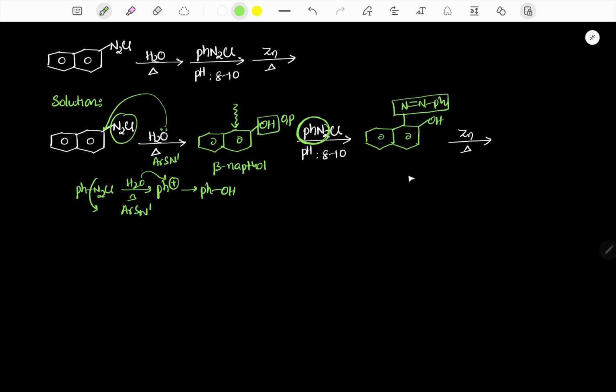When we heat with zinc, we know the basic reaction: phenol with zinc and heat gives benzene plus zinc oxide. Similarly here, zinc removes this oxygen and the corresponding product is like this. So it is simply a reduction, removal of oxygen is a reduction. First reaction ArSN1, second reaction coupling, third reaction reduction.